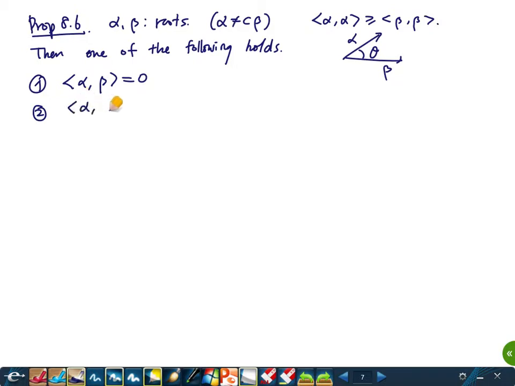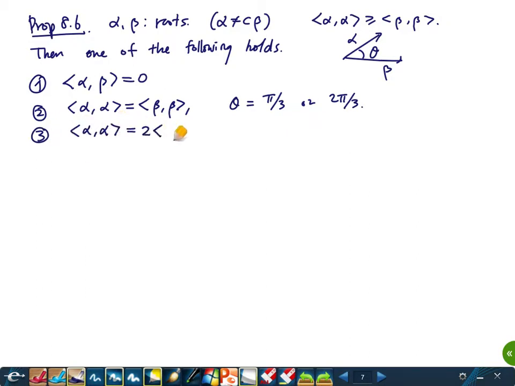Or they are not orthogonal and they have the same length, and the angle between them is either pi over 3 or 2 pi over 3. Okay? And third, (alpha, alpha) is 2 times (beta, beta), and theta is pi over 4 or 3 pi over 4.